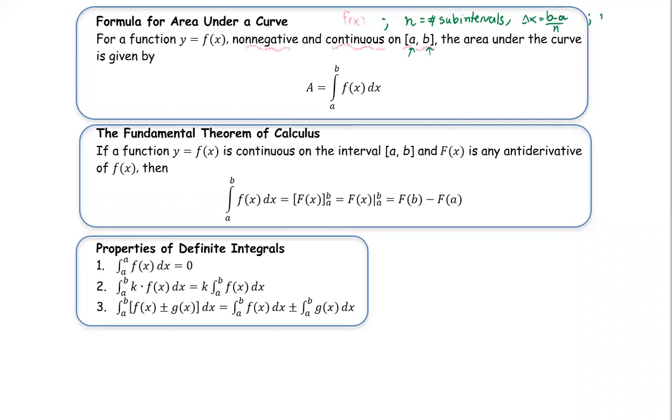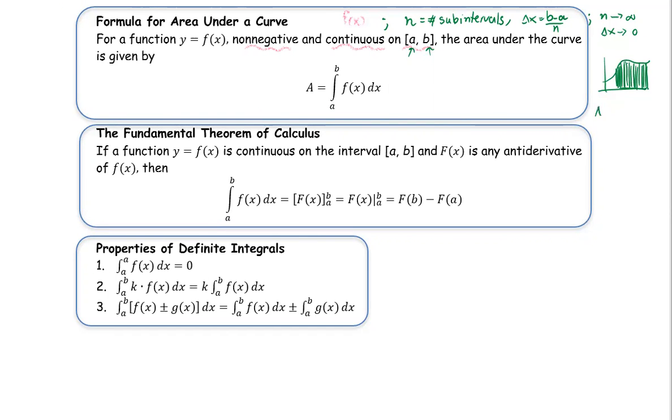As n approaches infinity, that means b minus a is divided by a very large quantity, so delta x approaches 0, or the bar is very narrow. It's very, very skinny bars, lined up like this. So then the approximation is very close to the exact value.